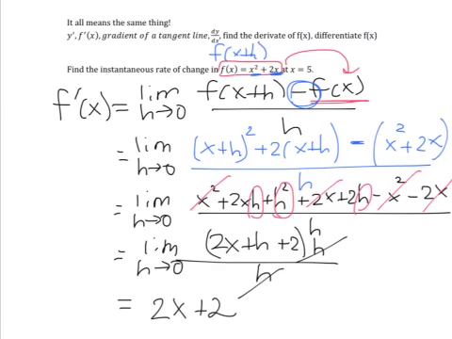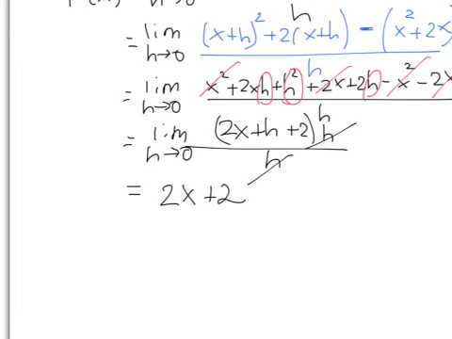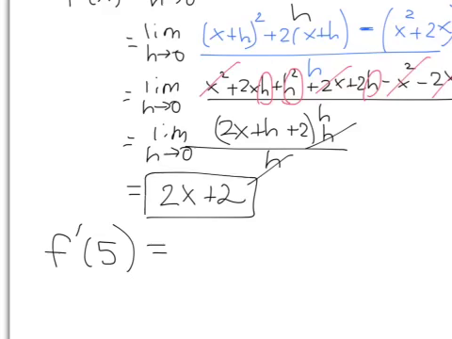So let's see the question one more time. Find the instantaneous rate of change in this function at x equal to 5. So the derivative of a function at 5 would be just plugging in this 5 onto the new equation that we found, the slope equation: 2 times 5 is 10, plus 2, 12. So 12 would be the gradient at 5 on this function.